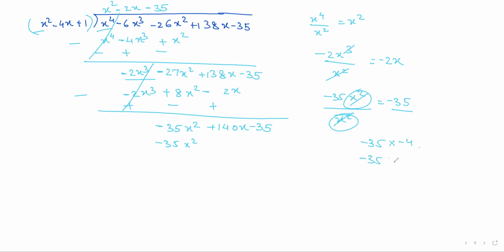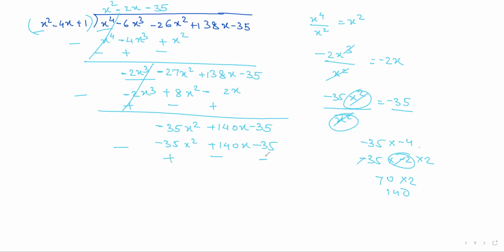Minus 35 into minus 2. So minus minus gets plus into 2. Multiplication by 2 is double the value. So 35 for double 30, you get 70. 70 into 2 is 140. Instead of multiplying it one on one, it's better to use your logic. Plus 140x minus 35 plus 1 is minus 35.